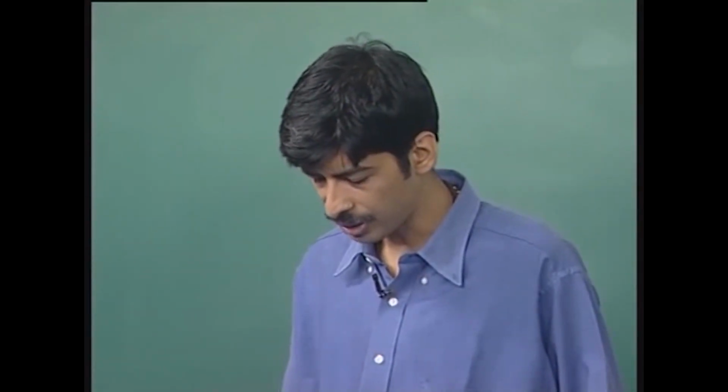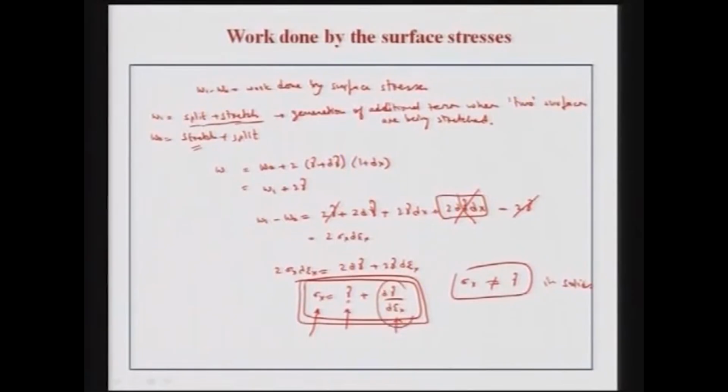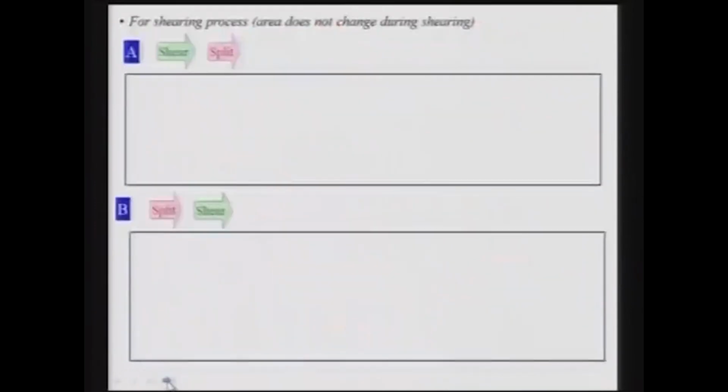So we did see that surface stress equals the surface tension plus the change in the surface tension because of the strain, and that results in surface stresses not equaling surface tension in the case of solids, because there is an additional term which arises and resists the deformation of the solid surfaces. In a similar manner we can also see it for the shearing process: shearing and then splitting, and the second case, splitting and then shearing. So we can see the similar thing while incorporating the shear stresses.